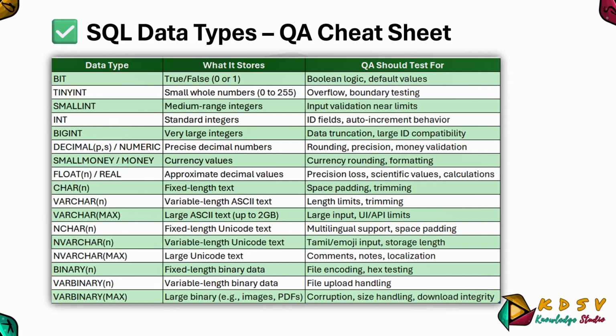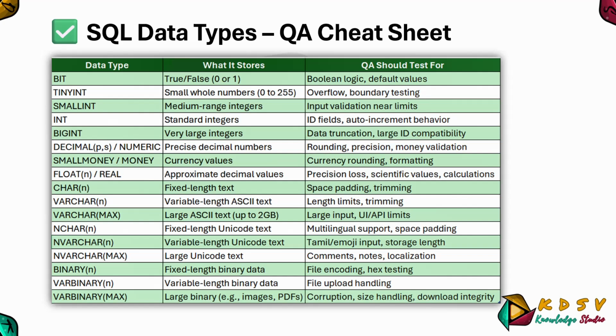In a similar way, we can test input validation near the limits. And integer is the standard integer. This is used mainly for ID fields or auto-incremental behavior related fields. And bigint will store very large integers. Here we can try to validate data truncation or large ID compatibility related issues.